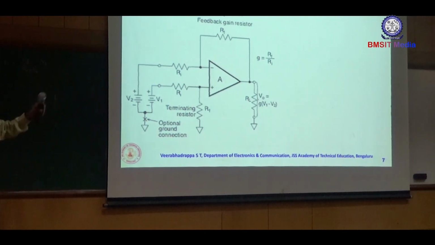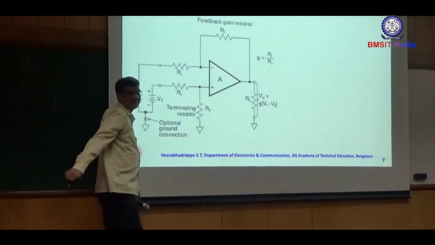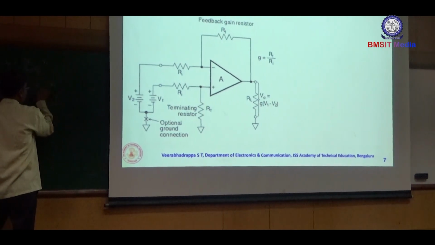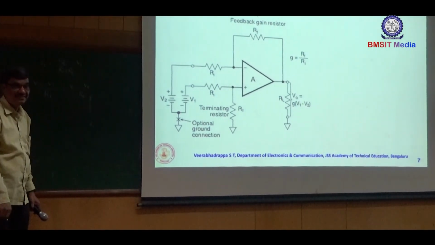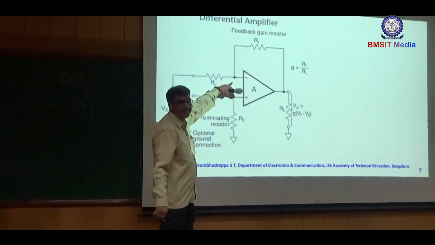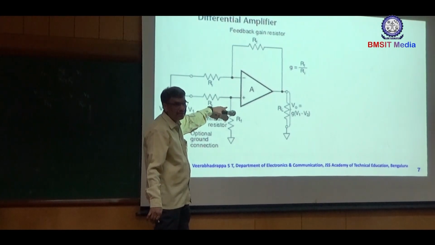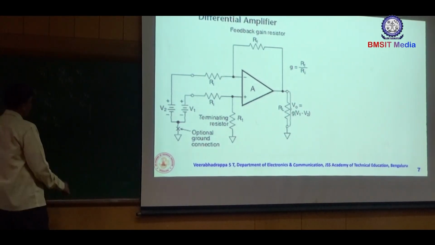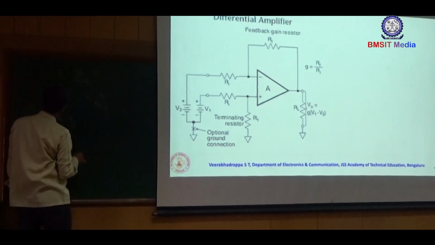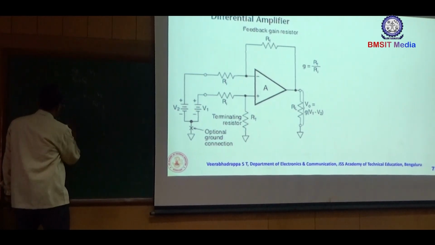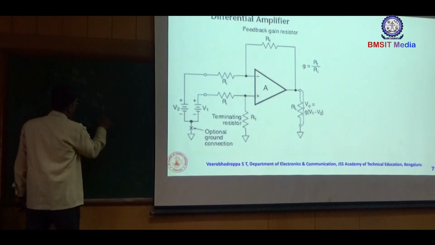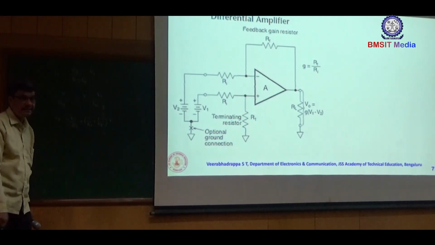Now, we are applying KCL at this node, the inverting terminal. That is nothing but V1 minus V minus divided by R1 equal to V minus minus V naught by RF. What is V minus? V minus is nothing but V plus because of virtual ground. Therefore, you are going to get V naught is equal to minus V1 by R1 plus 1 by R1 plus 1 by RF into V minus, isn't it?